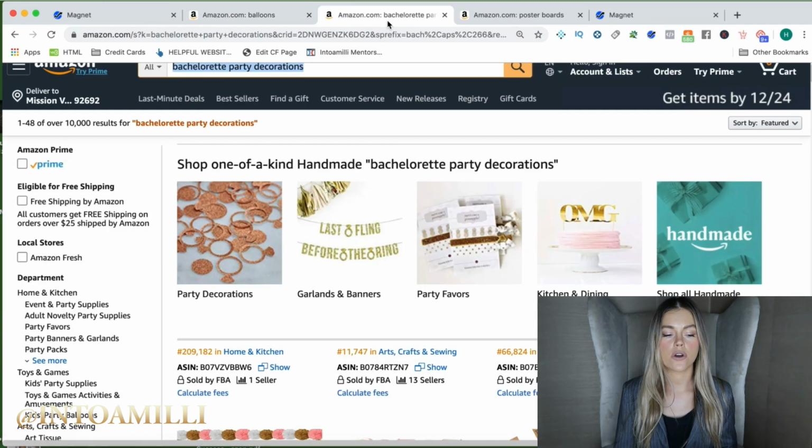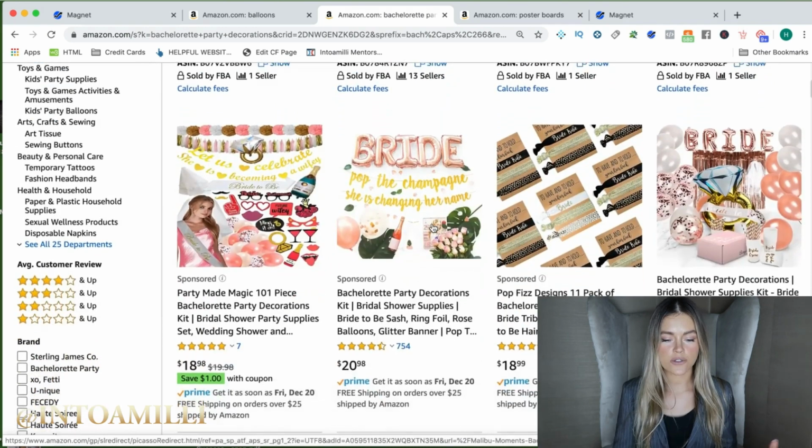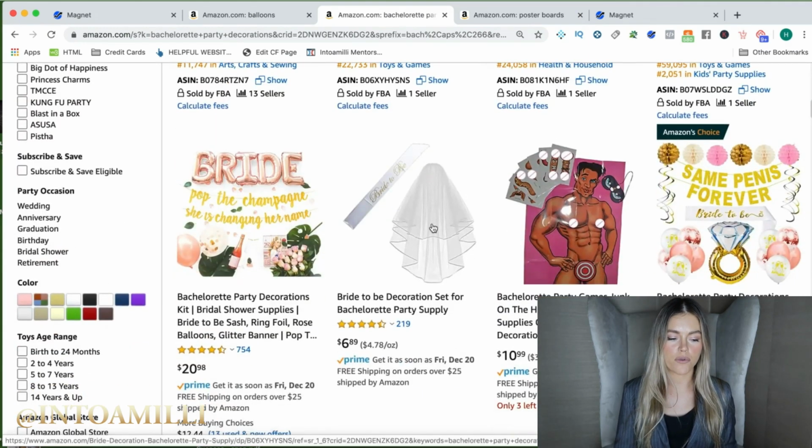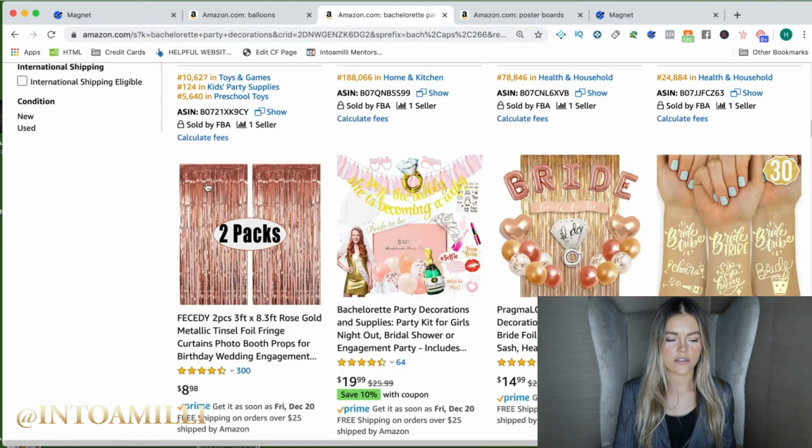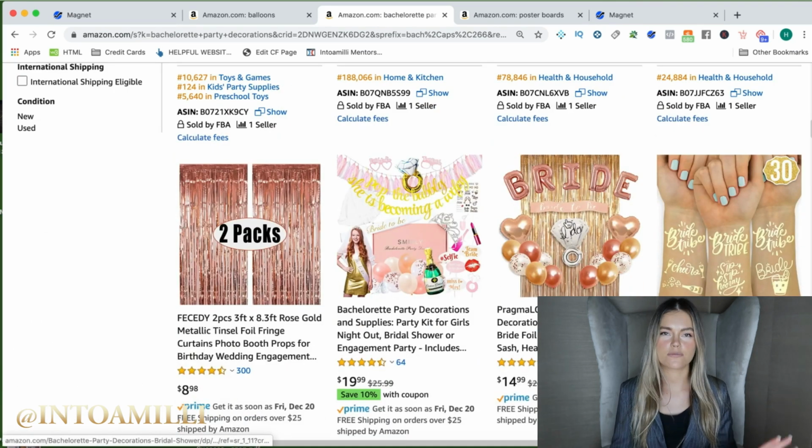Then we go over here to bachelorette party decorations, and you kind of see a similar trend. There are a lot of products. There are balloons, there are, what are those called? Veils, little tints, I don't even know what they're called. There's a lot of options.